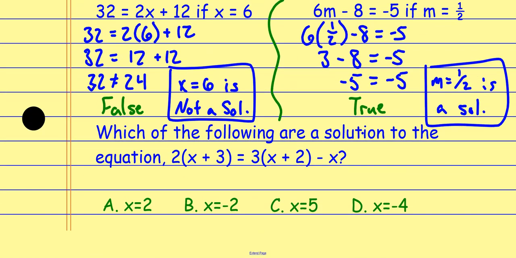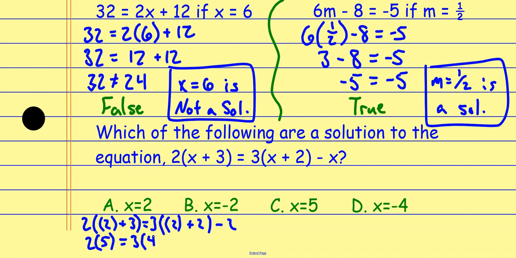How about this one? It says, which of the following are a solution to the equation 2 times x plus 3 equals 3 times x plus 2 minus x? And again, I just need to plug in and simplify, all right? So plug it in, and again, plug it in using parentheses. Always a good idea. It doesn't always make a difference whether or not you use the parentheses, and this one's not going to matter, but it doesn't hurt anything to use the parentheses, okay? So when I plug this guy in, inside these parentheses, I do the addition. Over here inside the parentheses, I also do the addition.